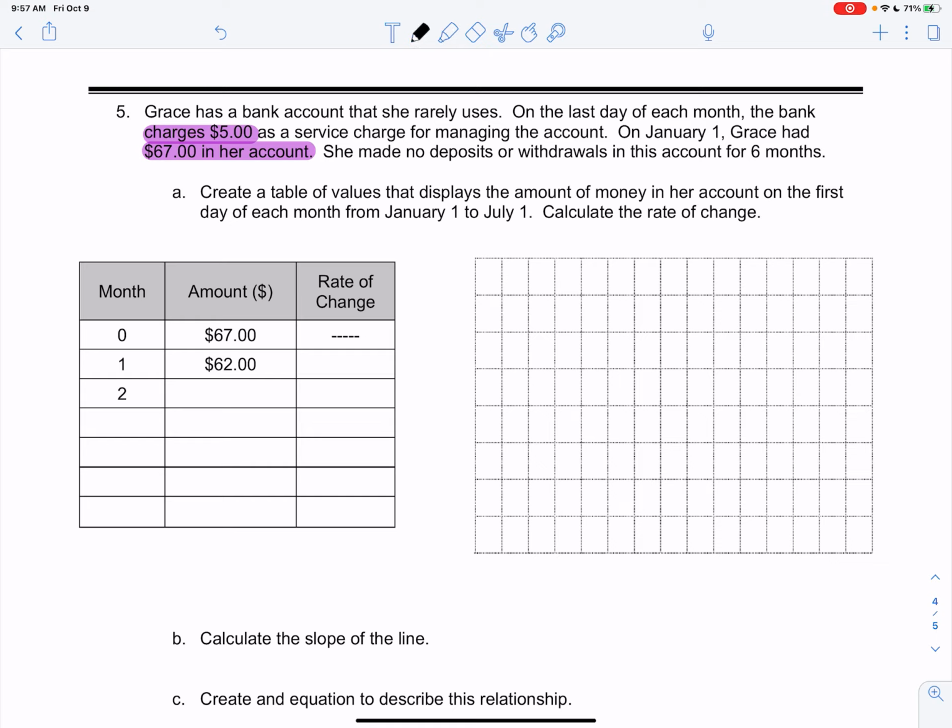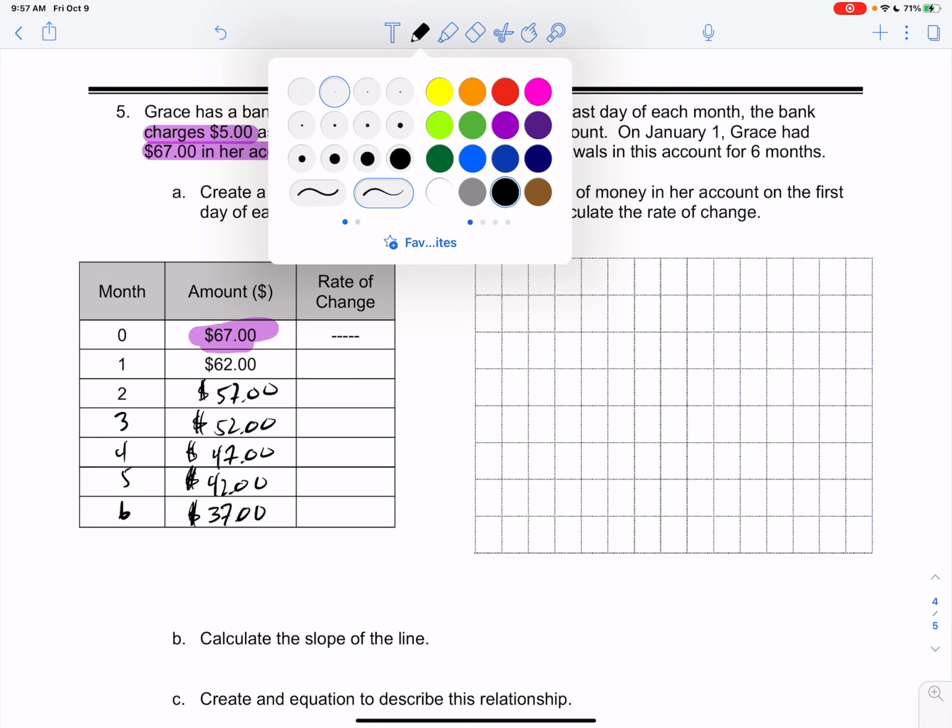So you'll notice here what's going on is this person has a bank account they're not really using. So every month they lose $5 in service charges. So this person started off with $67, and then you subtract 5, you're down to 62. Then we're down to $57. Then subtract $5 back to $52. And then another 5, you're at $47. Then another 5, we're at $42. And lastly, we're at $37. Okay, and the question becomes, what's the rate of change?